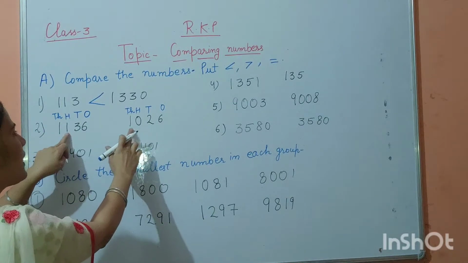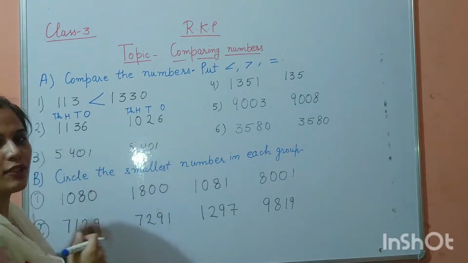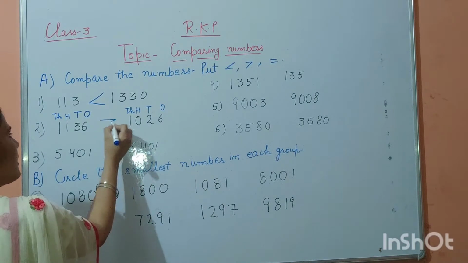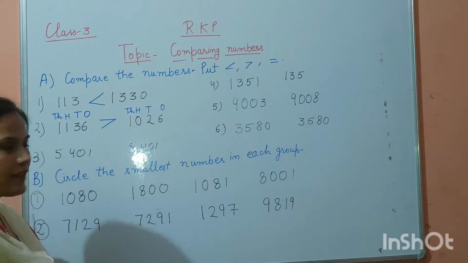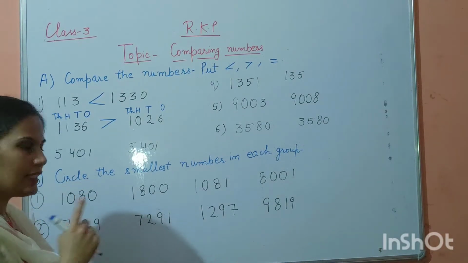Then come to the hundred place. There is 1 and there is 0. Then which number is greater? 1. Then what sign will come? Greater than.